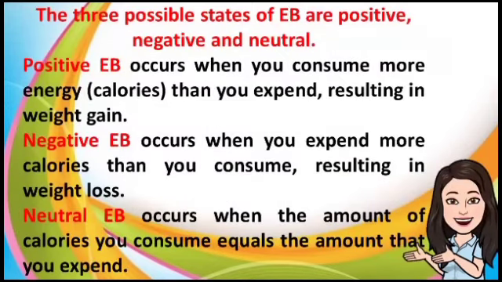The three possible states of EB are positive, negative, and neutral. Positive EB occurs when you consume more energy than you expend, resulting in weight gain. Negative EB occurs when you expend more calories than you consume, resulting in weight loss. Neutral EB occurs when the amount of calories you consume equals the amount that you expend.